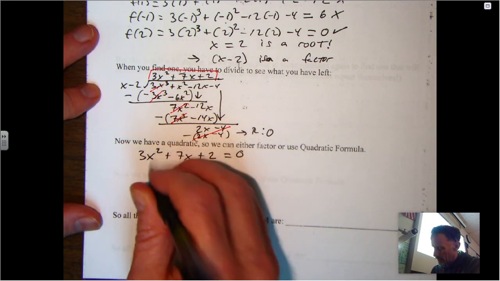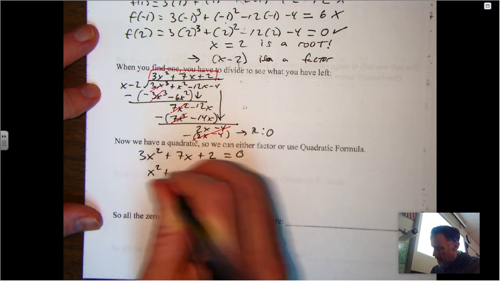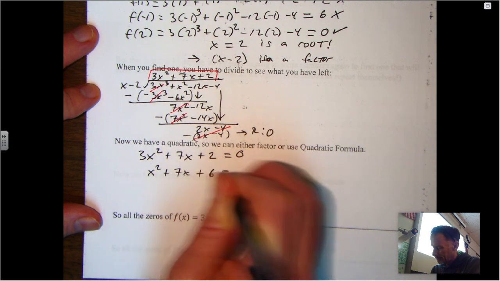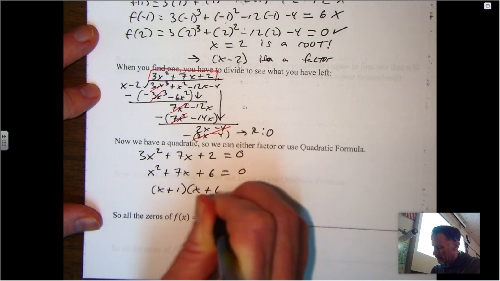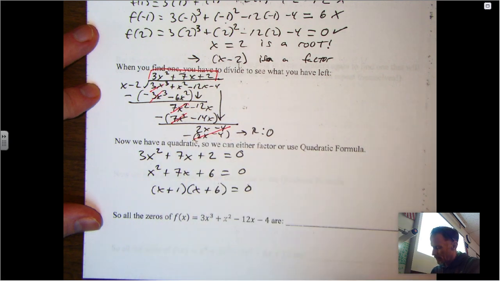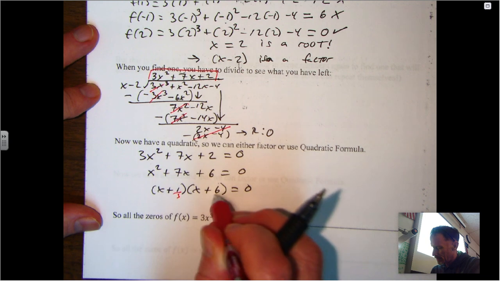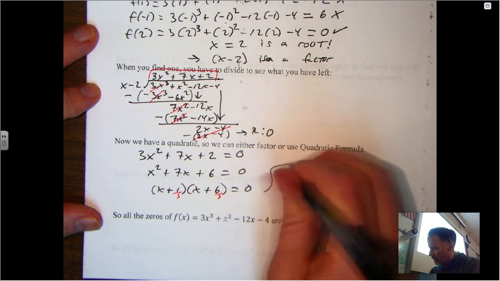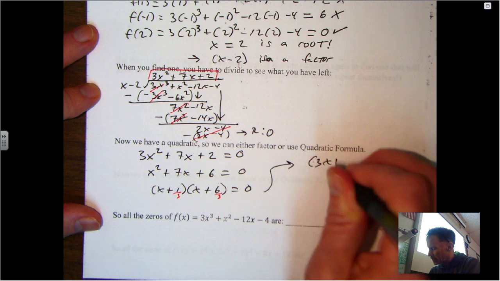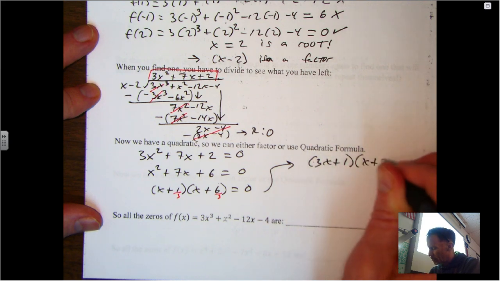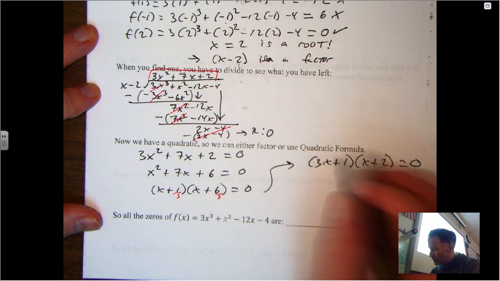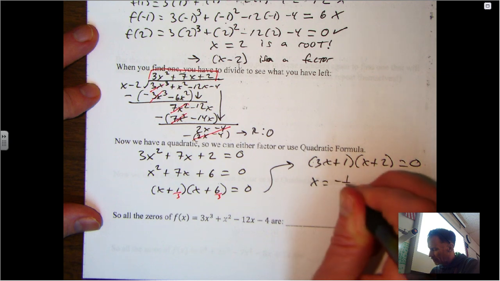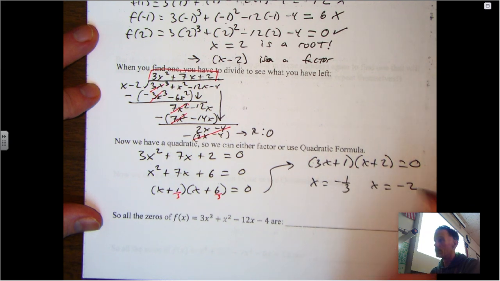Different methods available here. So I can do the AC method and then factor that. To 1 6. We need to go back and redivide by 3. So that means we're going to have 3x plus 1 and x plus 2 as our factored quadratic, which means x would be equal to negative 1/3 and x would be equal to negative 2.